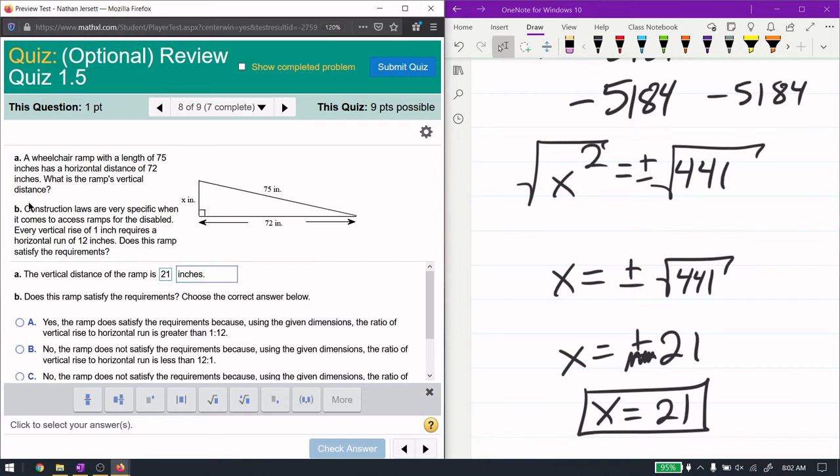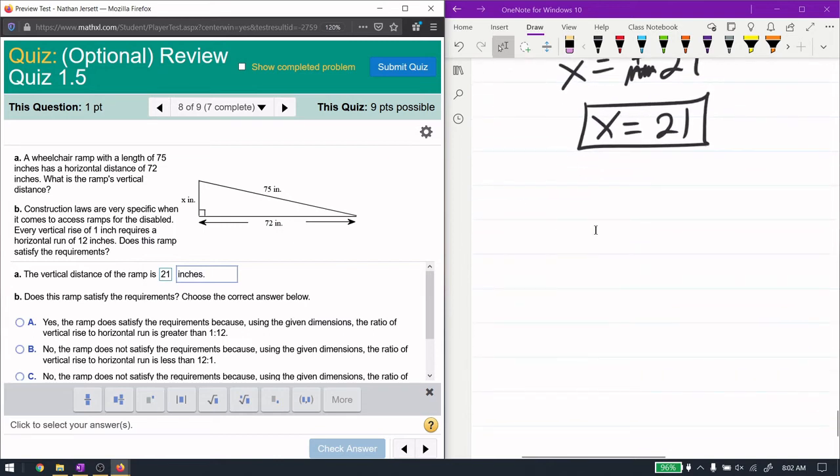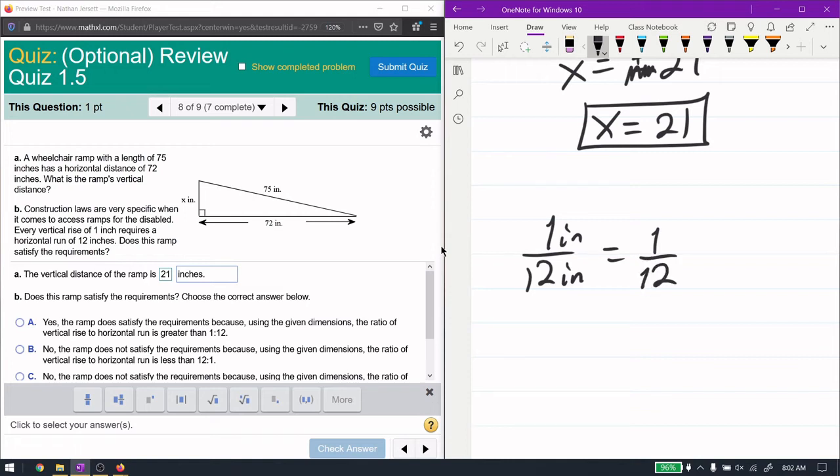And part B asks: construction laws are very specific when it comes to access ramps for disabled. Every vertical rise of 1 inch requires a horizontal run of 12 inches. So for each inch you rise, you must run 12 inches or a foot. Does this ramp satisfy the requirements? Well, we can see that by saying 1 over 12, so 1 inch over 12 inches. This is the slope that the ramp must be, 1 over 12.